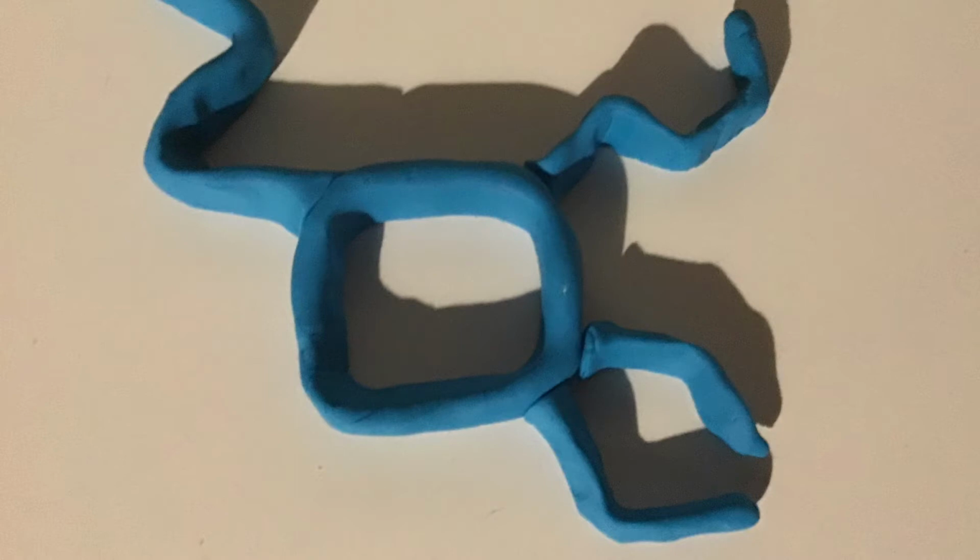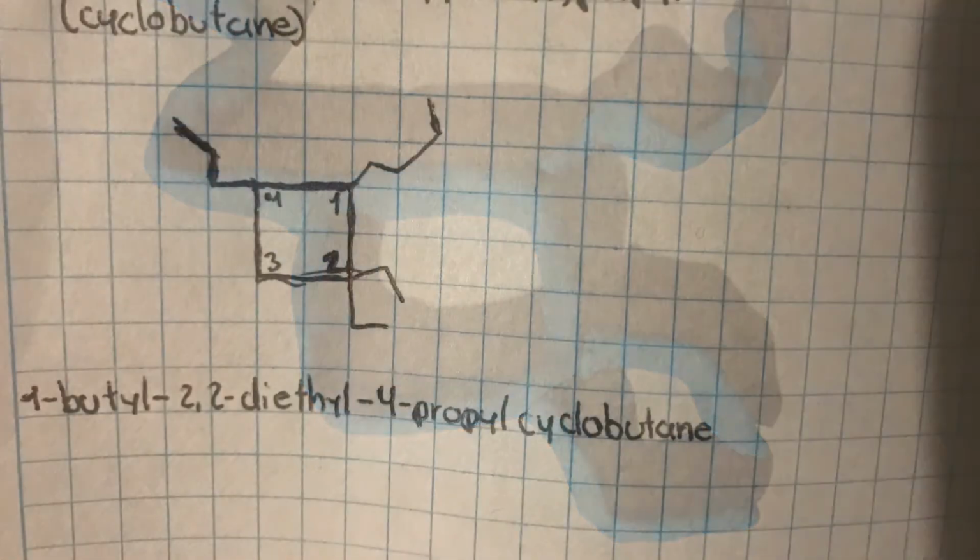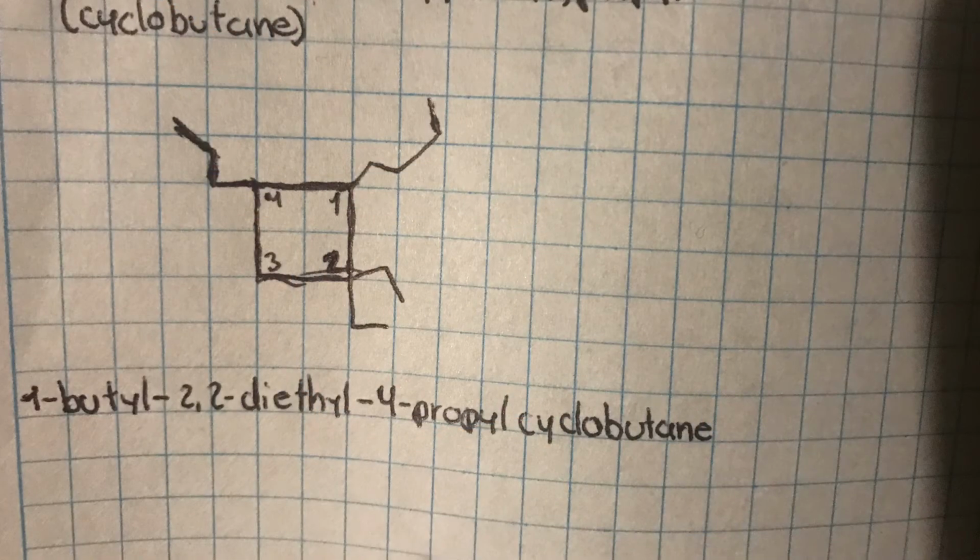As the butyl has the letter B, it would be the first one to start, so it would be 1 butyl. Then it would fit the diethyl as it has the D, which would be the next letter in the alphabetical order. As it is two ethyls, we will put 2, 2, as there are two ethyls on that carbon. Then it would be 4 propyl cyclobutane, which is the last compound that we have in the skeletal structure. So the name that we will end up with in this first alkane structure would be 1 butyl 2, 2 diethyl 4 propyl cyclobutane.